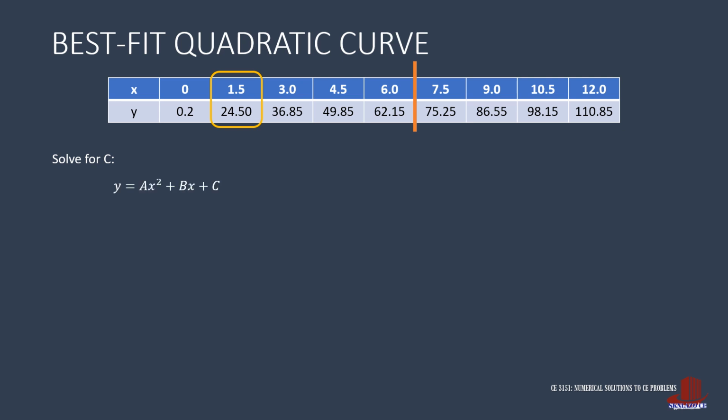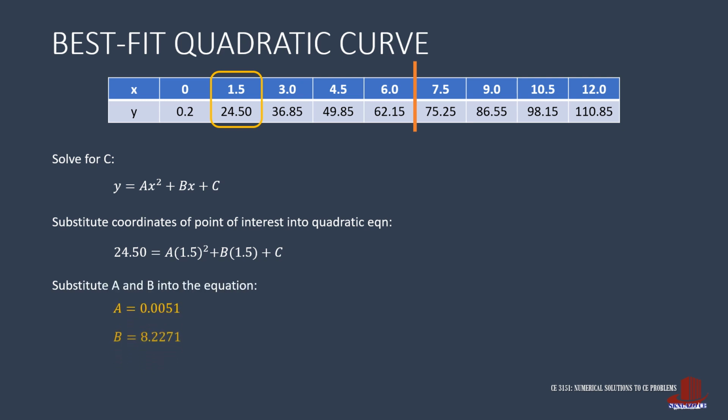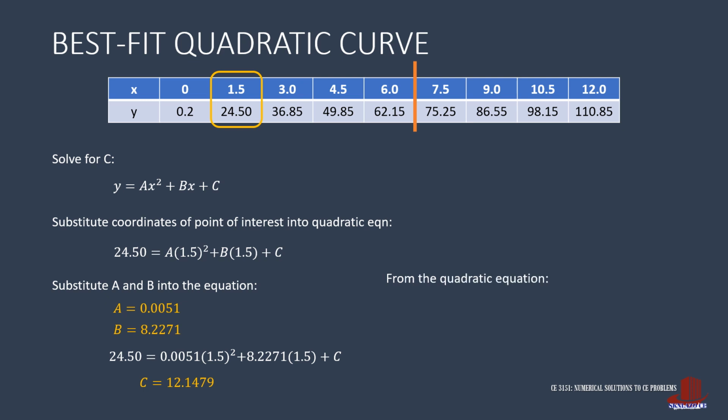Now solve for the last variable c from the quadratic function, where point 1.5 and 24.5 is plugged, giving 24.5 is equal to a times the square of 1.5 plus b of 1.5 plus c. A and b are also substituted into the function, making it 24.5 as equal to 0.0051 times 1.5 squared plus 8.2271 times 1.5 plus c. C is then 12.1479. The quadratic function of the dataset is then y of 0.0051x squared plus 8.2271x plus 12.1479.